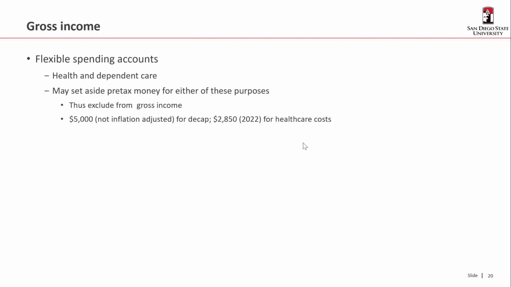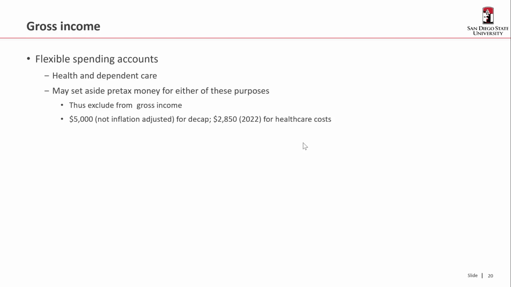Remember, the HSA operates like a lockbox, and the money's excluded from your pay when you put it in there, your contribution. And then as long as you use it for whatever the flexible spending account is arranged for, it comes out tax-free. So right now there's a healthcare one and a dependent care one. Again, you can set aside pre-tax money for either of these. The $5,000 for dependent care is non-inflation adjusted. The healthcare FSA is $2,850 for 2022. That one is inflation adjusted.